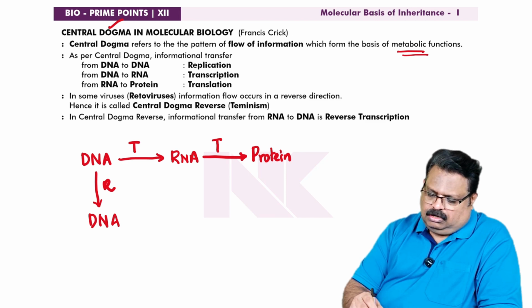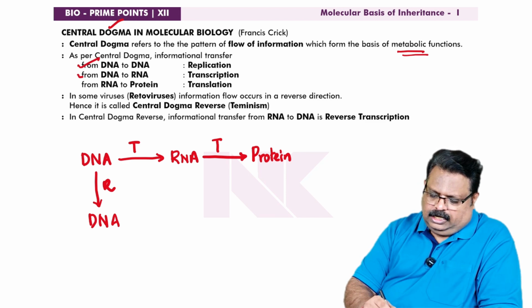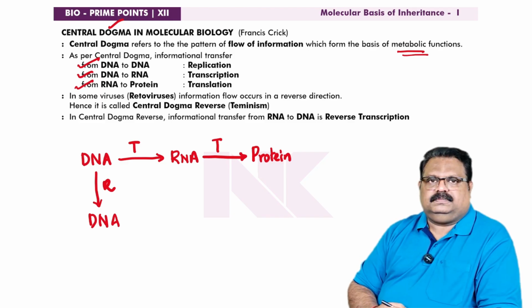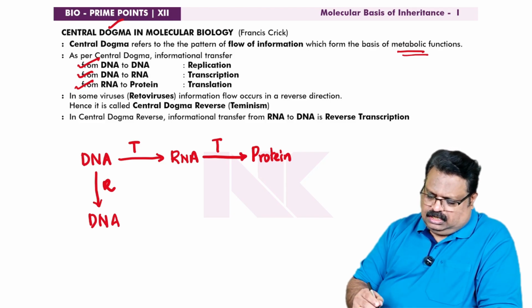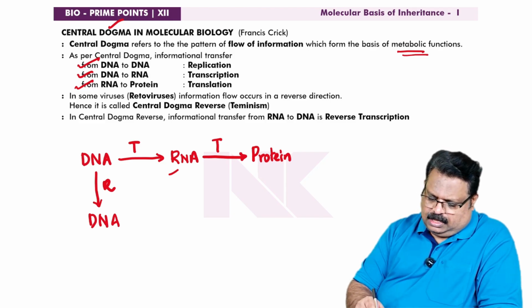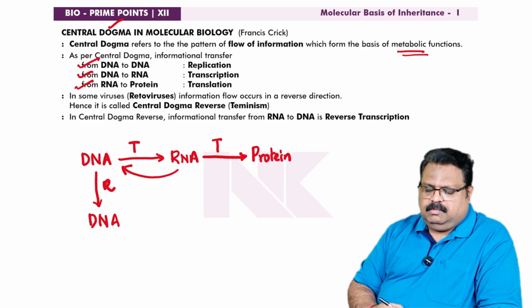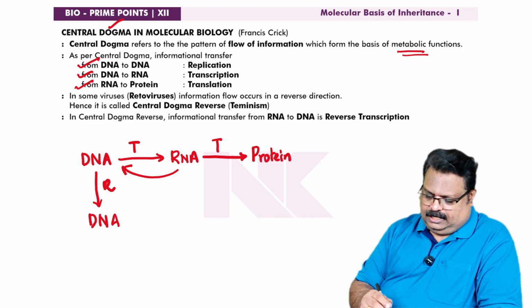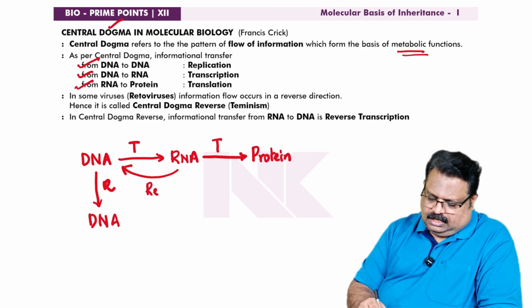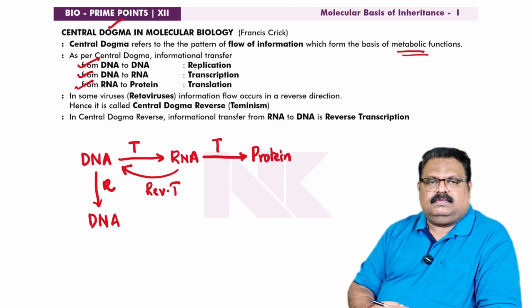So as per central dogma, information transfer from DNA to DNA is replication. DNA to RNA is transcription. RNA to protein is called translation. Then in some retroviruses, the reversal is taking place. That means from RNA, a DNA molecule can be synthesized. That means information transfer from RNA to DNA. So that process is called reverse transcription.